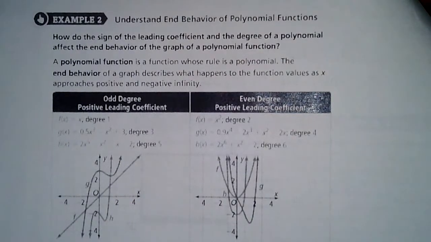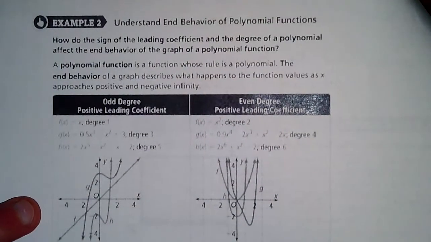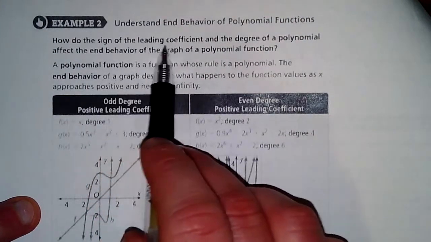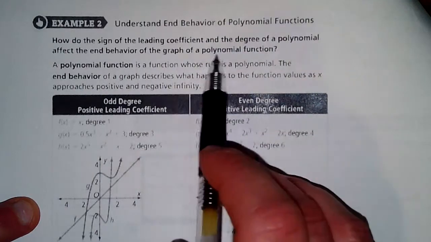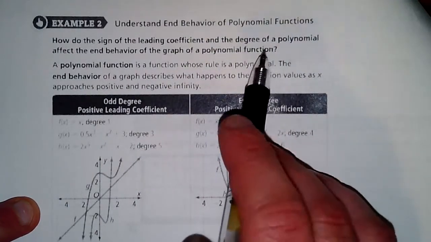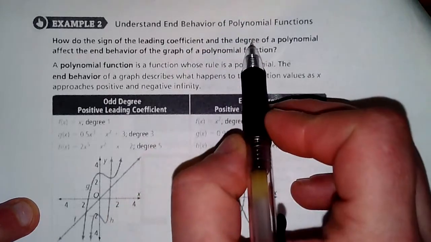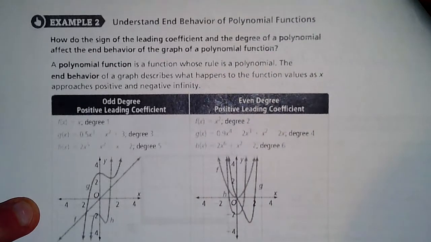All right, so for part B here, we'll look at examples 2 and 3. So this is understanding what's called end behavior of polynomial functions. The question is, how do the sign of the leading coefficient and the degree of the polynomial affect the end behavior of the graph of the polynomial function? What this is saying is that by looking at the lead term, both the coefficient and the degree of that lead term, it tells you what this function is going to do at the ends.